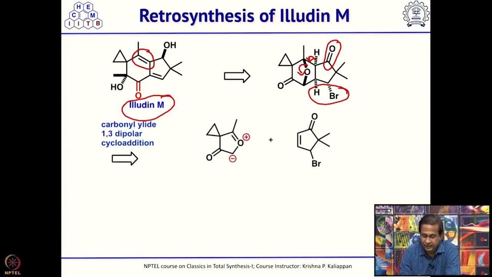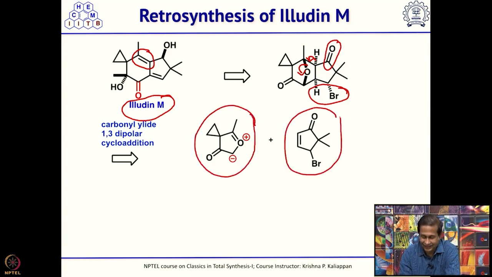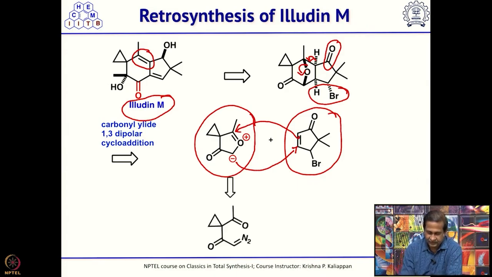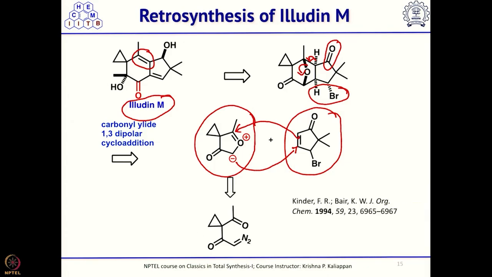Then if you look at this carefully, this is nothing but a carbonyl halide and a dipole. So this will attack here and this will attack, so that will form the 5-membered ring. Now your job is how you generate this carbonyl halide. This carbonyl halide can be easily generated from the diazo ketone. Now let us see how this diazo ketone is prepared.